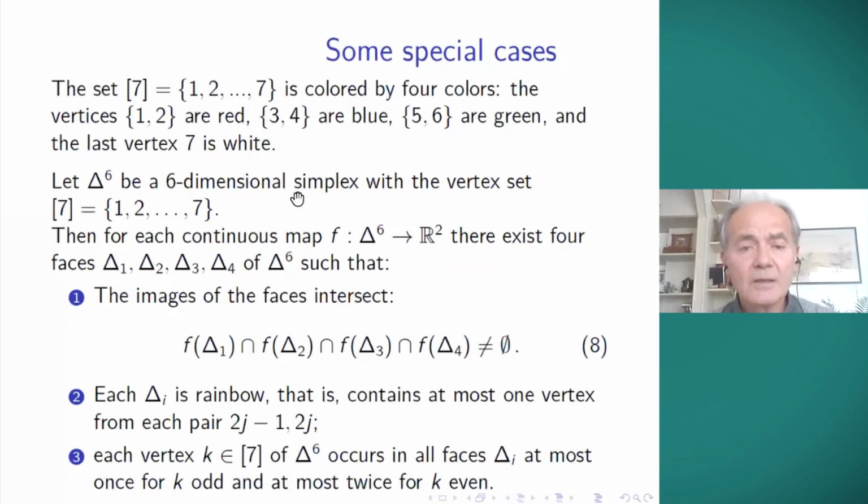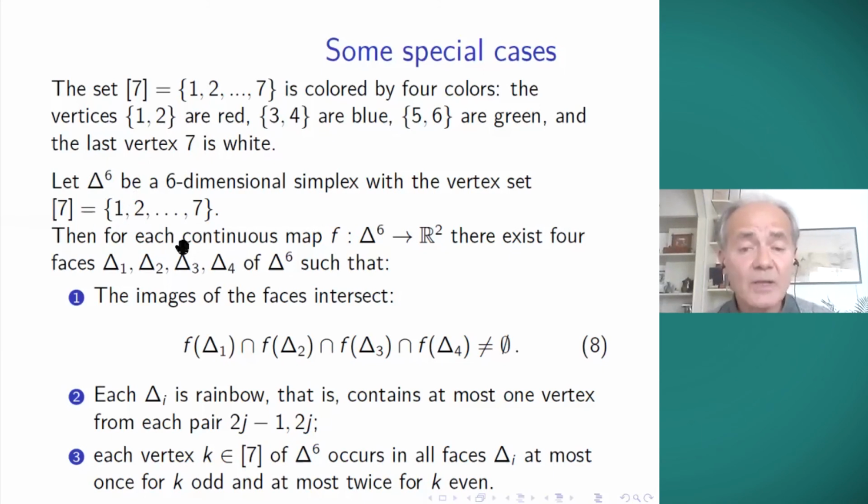And there are some special cases, just to give you an idea of what special cases look like, well, hopefully interesting results about clouds, colored clouds of points. For example, you have a set of 7 points, and this set is colored by 4 colors. The first two elements are colored by red, and then by blue, and then by green, and vertex 7 is white. And then you have a 6-dimensional simplex, so vertices can be identified as 1, 2, up to 7.